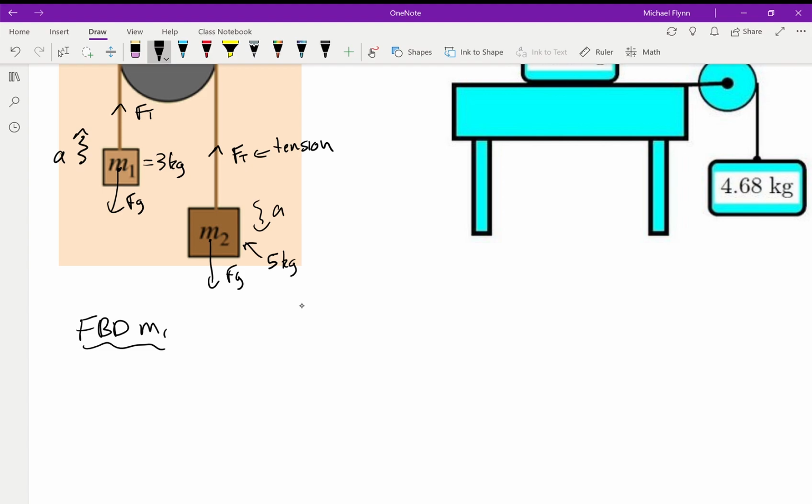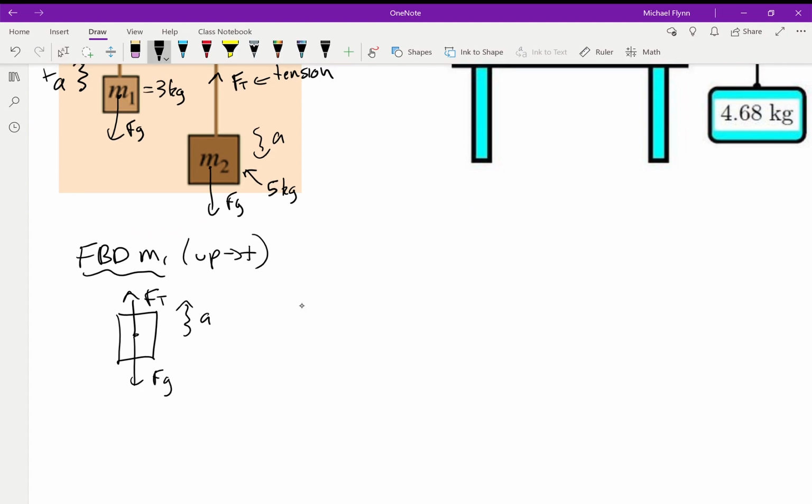I have to take up as positive with mass 1 because it's accelerating up. You always take the direction of the acceleration as the positive direction. So for mass 1, that happens to be up. The free body diagram looks pretty much like that diagram you see above. There's gravity on mass 1, there's tension on mass 1, and the acceleration is up like this.